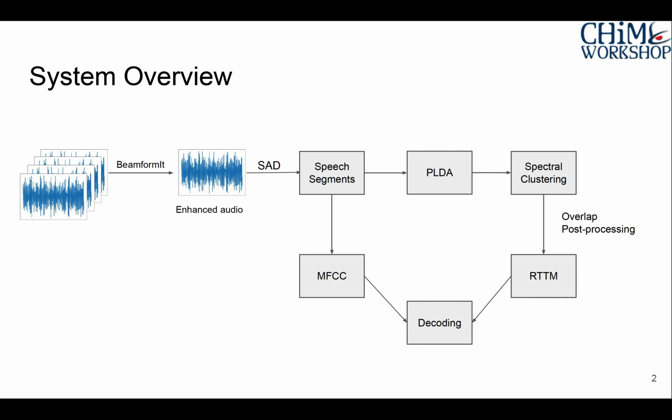And as we know, there are many overlaps in the CHiME 6 data. So to deal with it, we propose an overlap post-processing step to get the final RTTM output. And in terms of the feature extraction and the decoding stage, we use the same acoustic model and the language model as the baseline system. So in other words, our system belongs to the category A of the track 2.